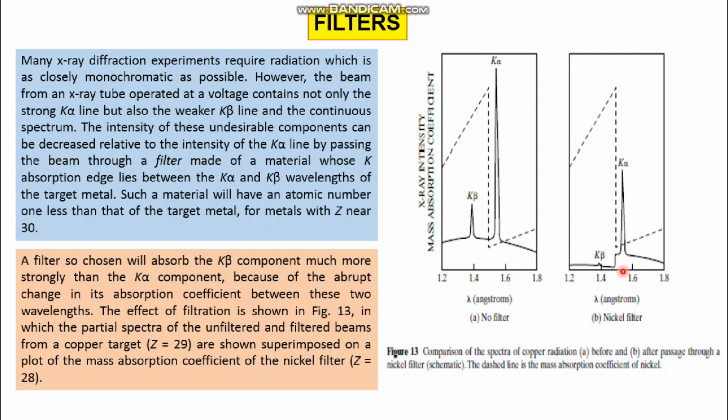The filter is so chosen that the atomic number of the filter is one less than the atomic number of the target. For example, if we are using a target of copper with atomic number 29, the filter used here is nickel with atomic number 28.